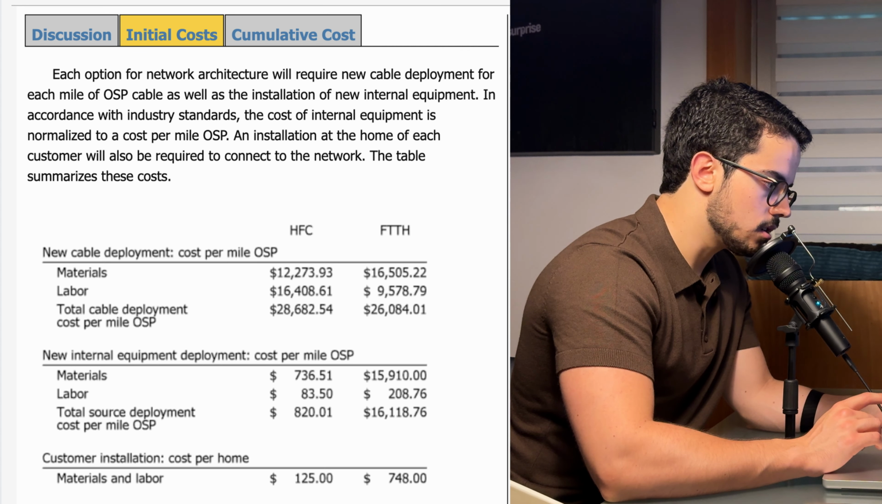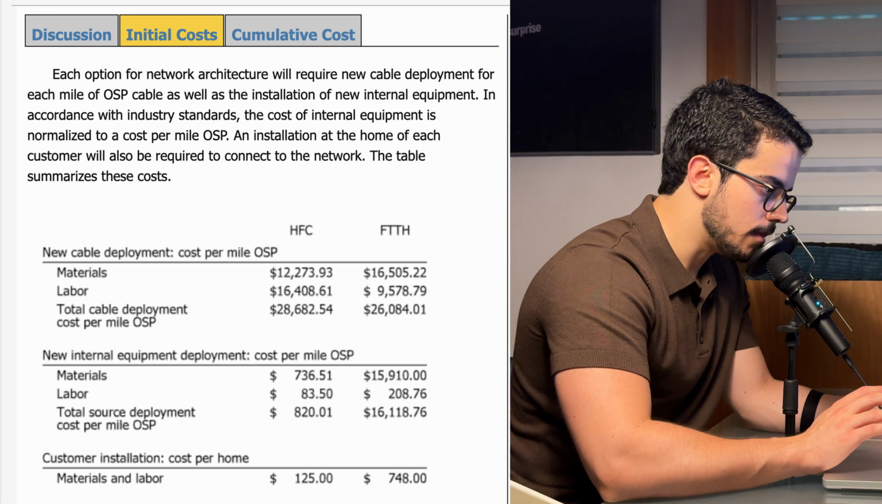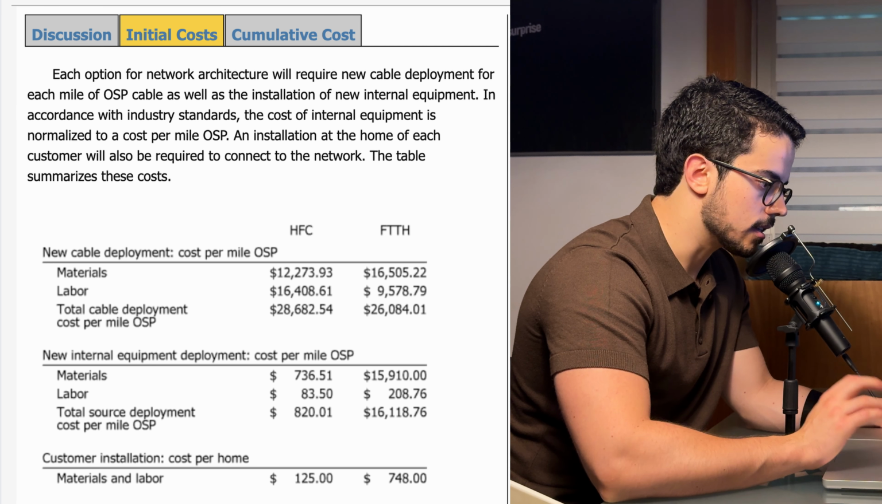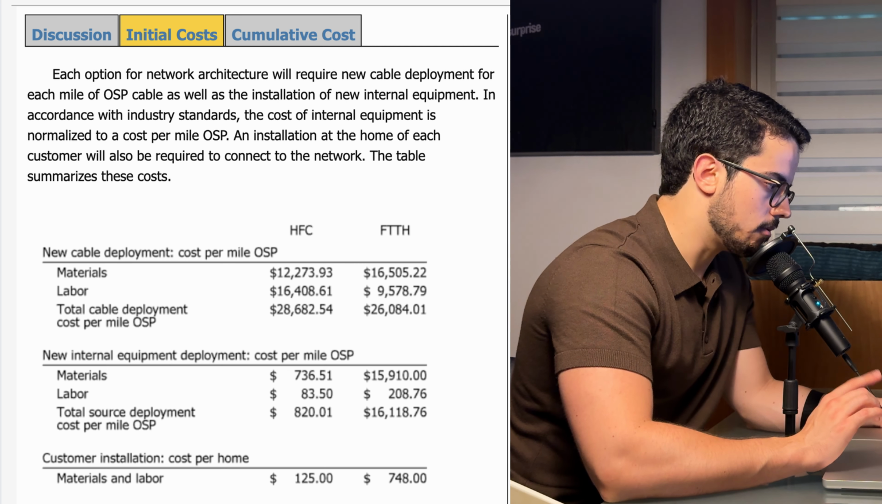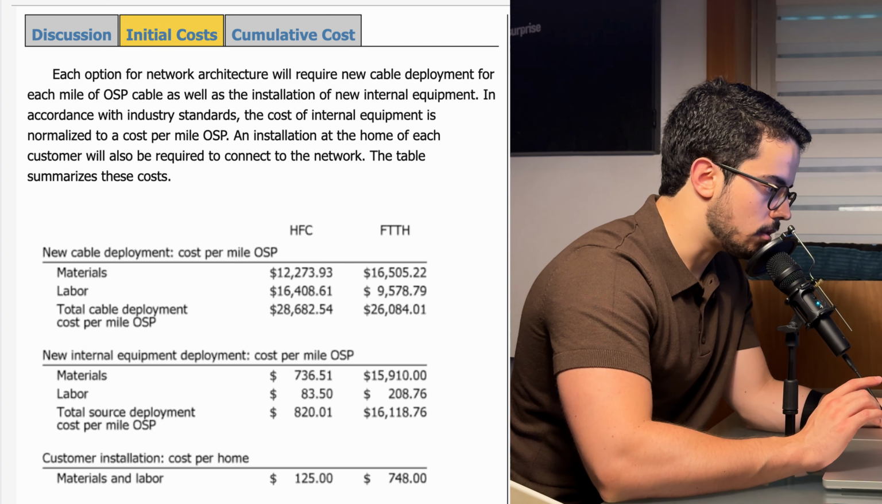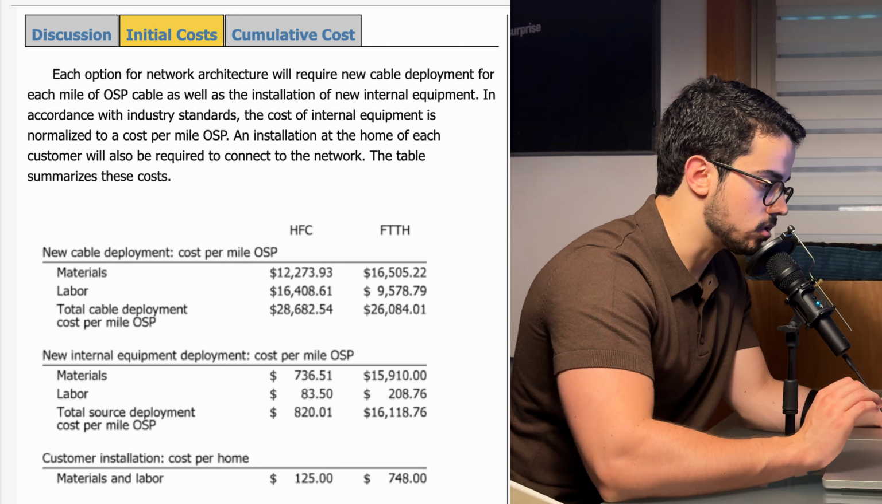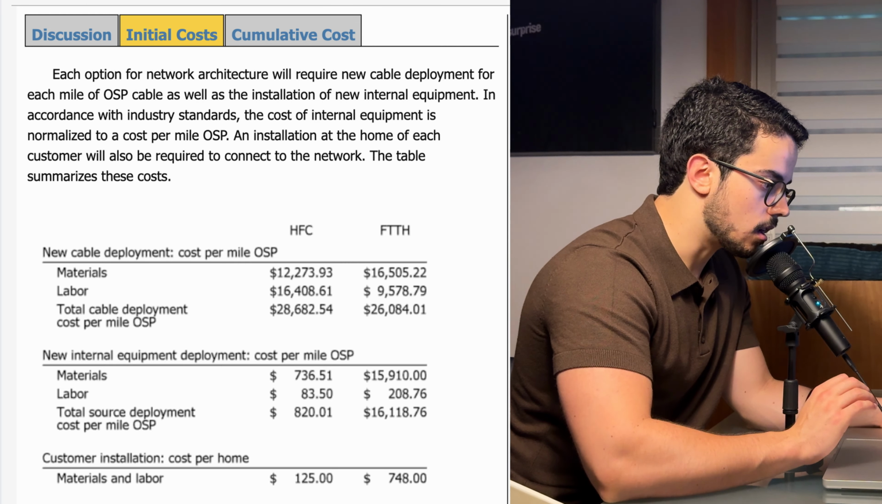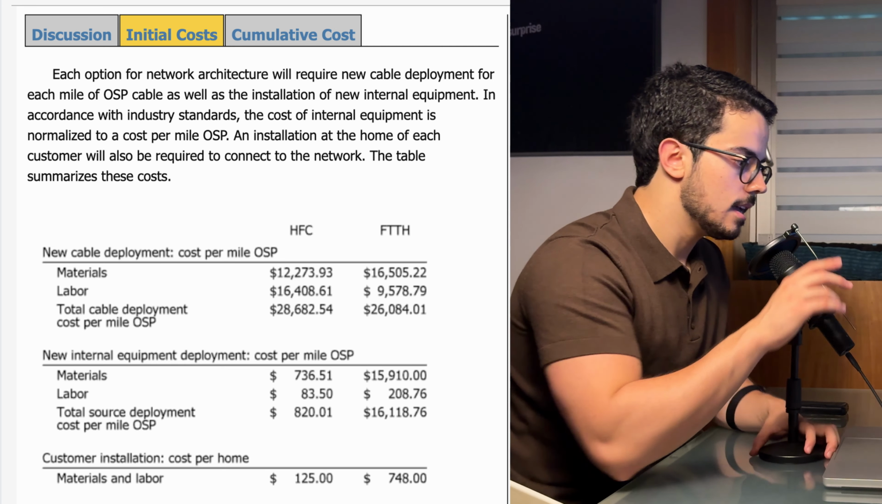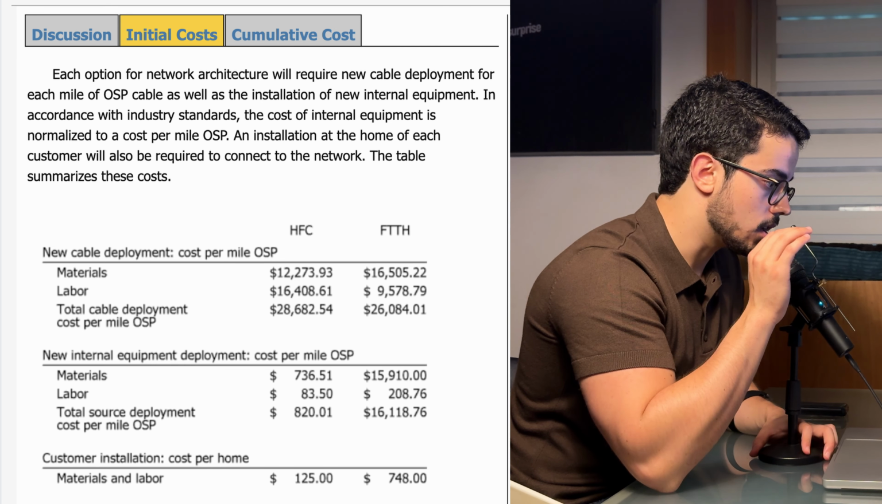Tab 2 now, initial costs. Look at this table. The GMAT gives you numbers down to the exact cent, like 12,273.93. This is a psychological trap. Do not start calculating. Just note, this tab holds the specific cost breakdown. Done. Let's go to the next one.